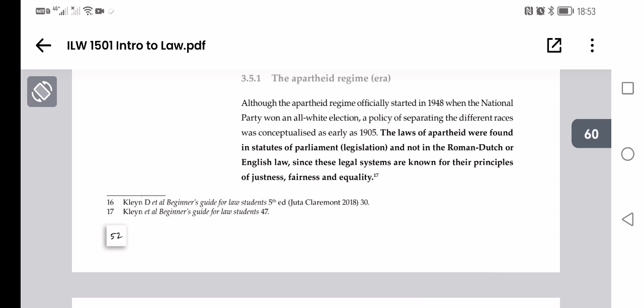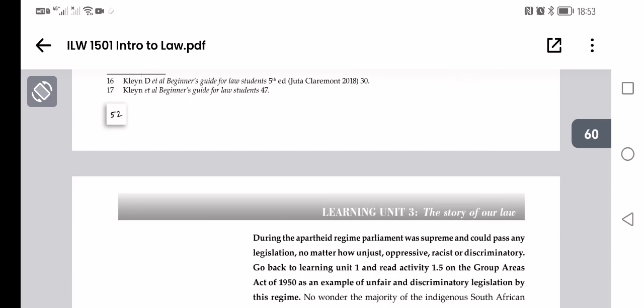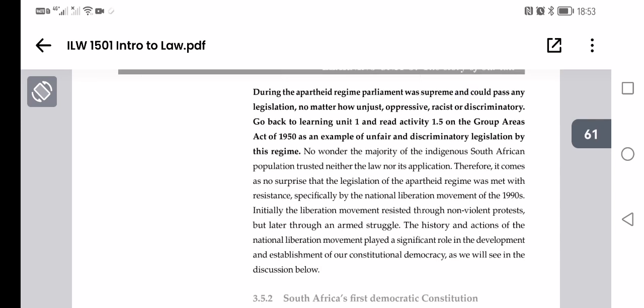The laws of apartheid were found in the statutes of parliament, legislation, and not in Roman Dutch law or English law, since these legal systems are known for their principles of justness, fairness, and equality. During the apartheid regime, Parliament was supreme and could pass any legislation, no matter how unjust, oppressive, racist, or discriminatory.